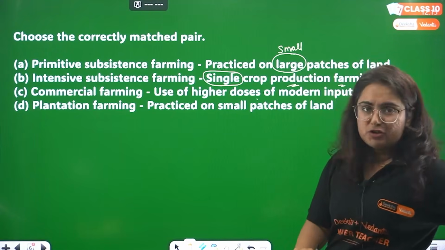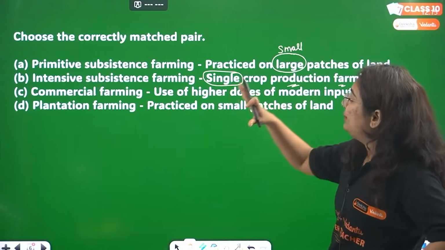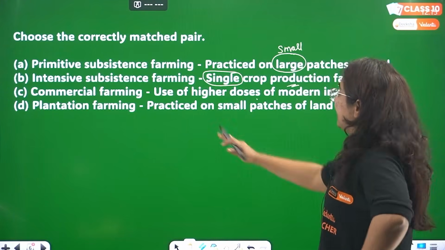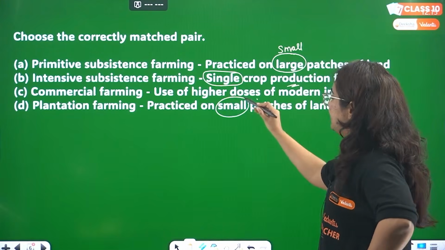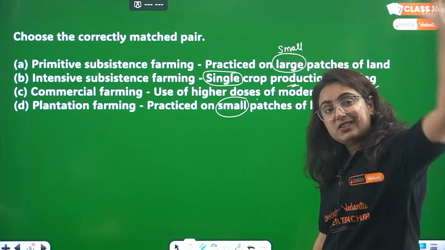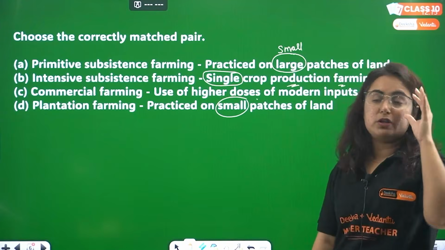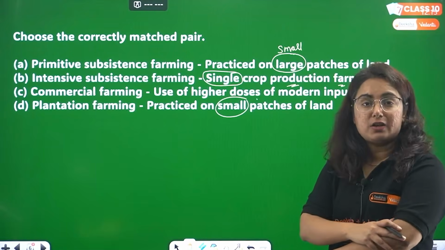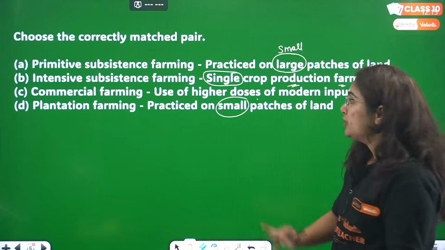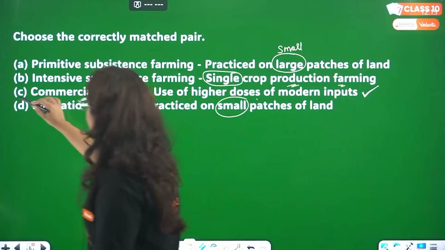Yes, very much correct. Let's read the fourth one too. Plantation farming, practiced on small patches of land? No, large lands are used for commercial plantations, like tea gardens, coffee gardens, etc. So here the correct answer to this question is C.